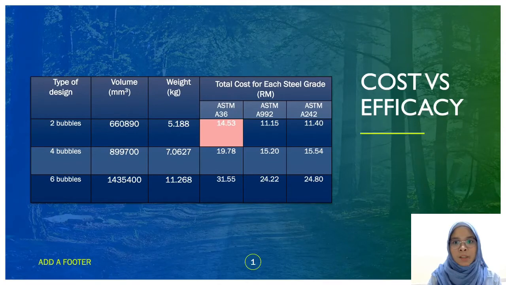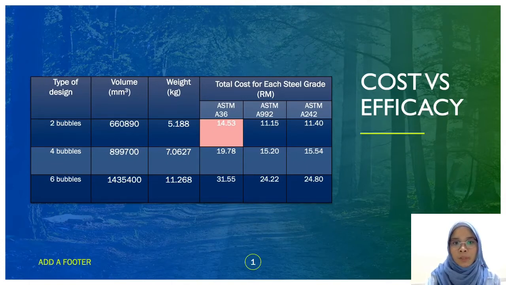From the table, we can see that the cost increases as the number of soap bubbles in the design increases, since the higher the number of bubbles per design, its volume and weight will also be higher. Out of the 3 soap bubble designs, the 2 bubbles design is chosen as its maximum stress is below 276 megapascal and it is substantially less expensive but effective.